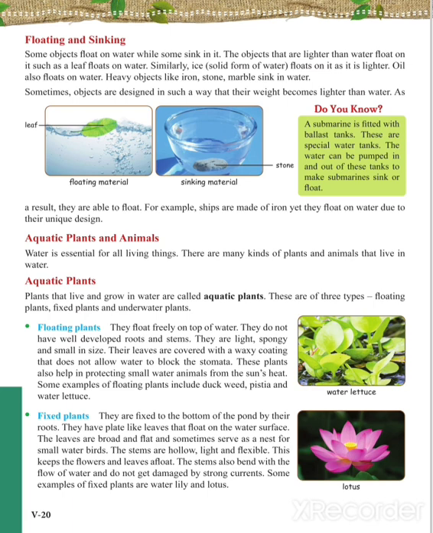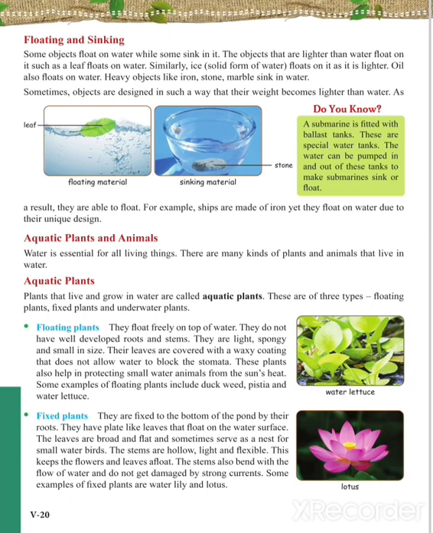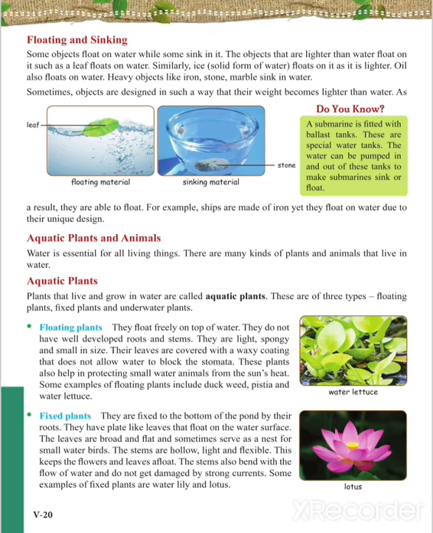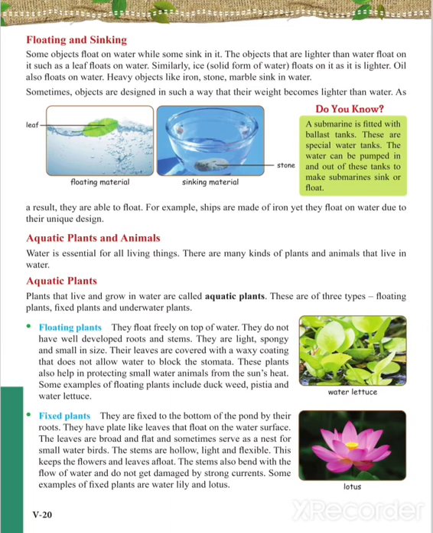There are some objects which are designed in such a way that even though they are heavier than the water, they do not sink into the water. For example, ships and boats. They are made up of iron, yet they float on the water due to the design of the ships and the boats.